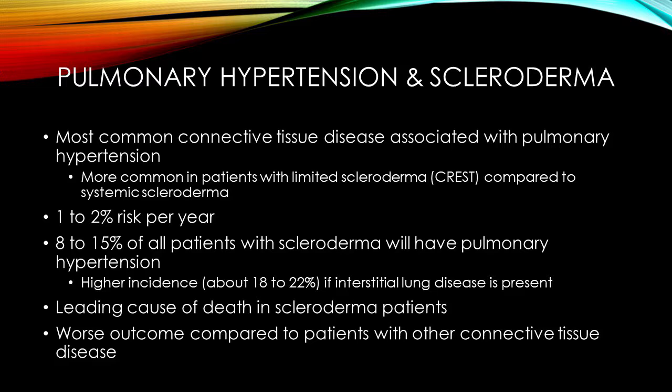And patients with pulmonary hypertension overall have a worse outcome compared to patients that might have lupus and associated pulmonary hypertension. So again, another reason why anyone with scleroderma should be evaluated for pulmonary hypertension, and we need to have regular routine follow-up to detect it in its early stages.